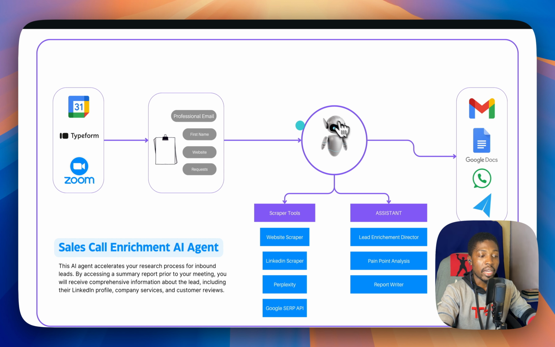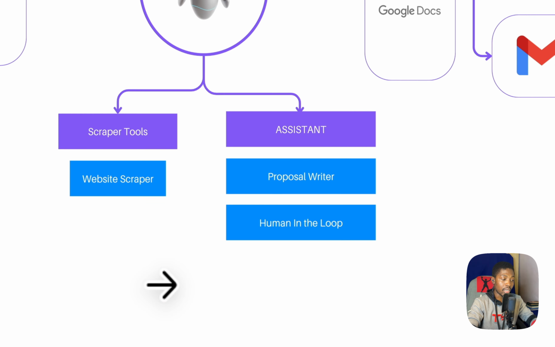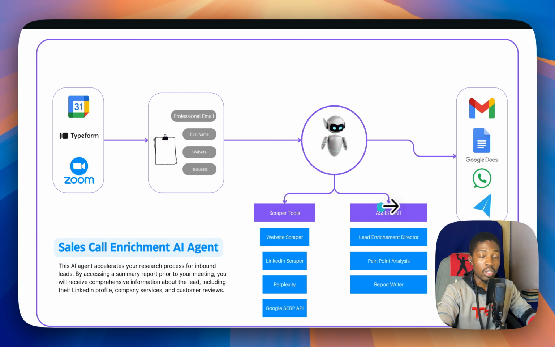At the center of that, you have an AI agent that is going to call scraper tools, like website scraper, LinkedIn scraper, and Perplexity for other cases. It's also calling assistants. An AI agent can have multiple assistants that can help it summarize some research that has been done by one tool, and provide things like writing reports. And all of this is going to be sent as a result, whether through email, Google Doc, as you just saw, WhatsApp, or Telegram.